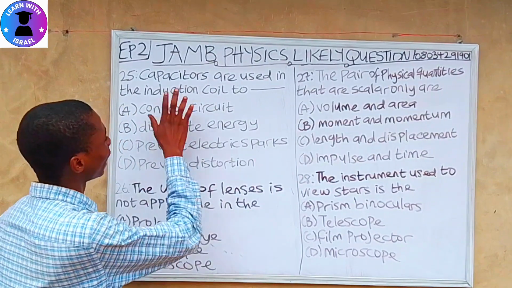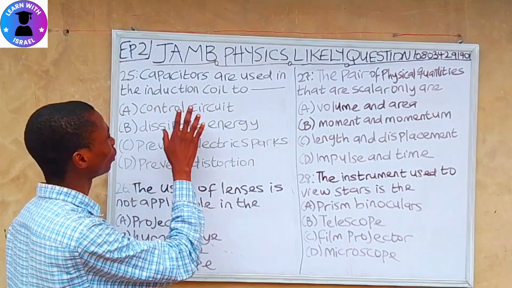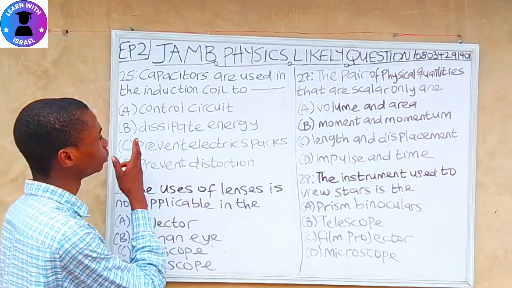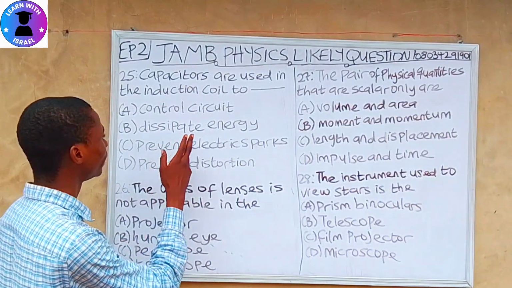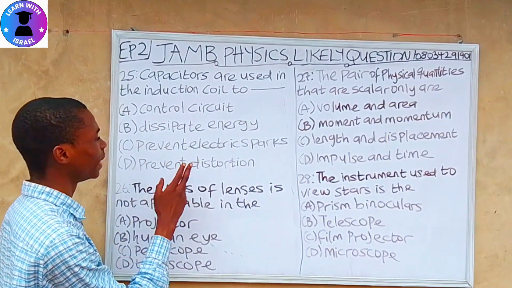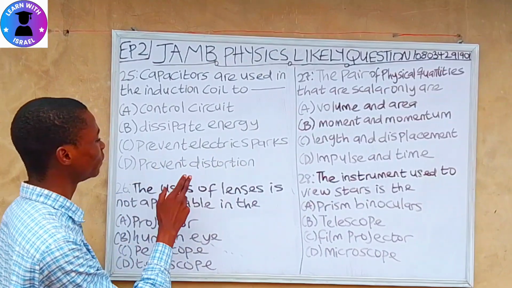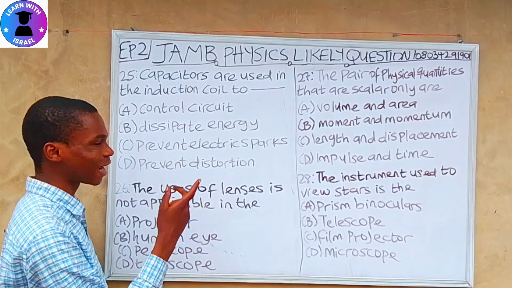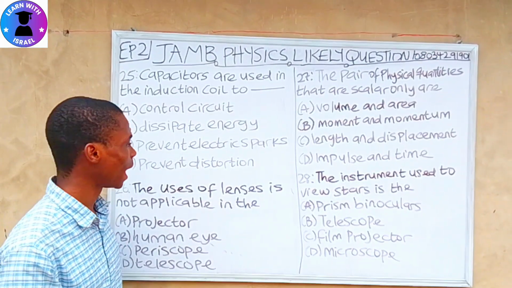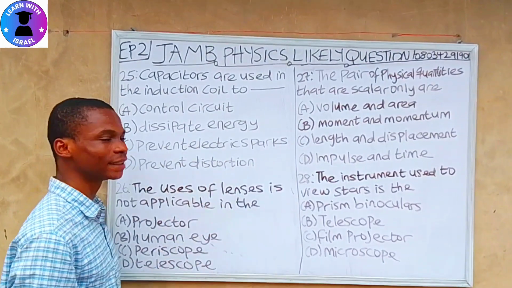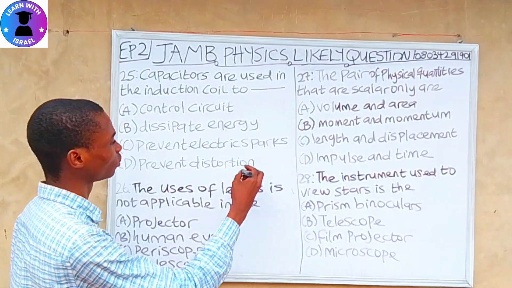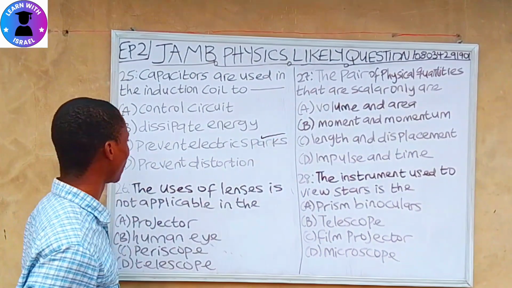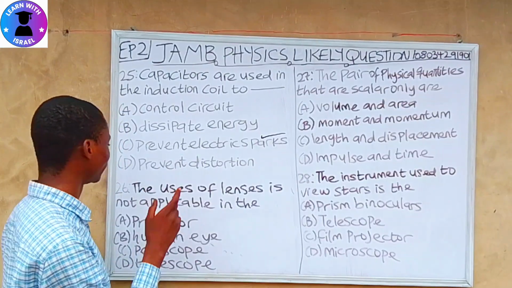Question 25. Capacitors are used in the induction coil to: A. Control circuit, B. Dissipate energy, C. Prevent electric spark, D. Prevent distortion. So capacitors are being used in the transformer in order to prevent electric spark. So option C is the correct answer.